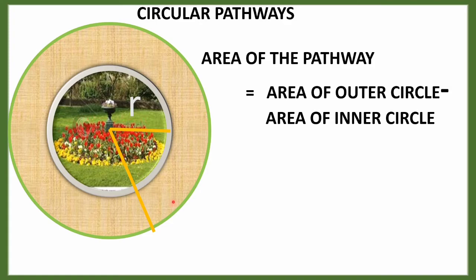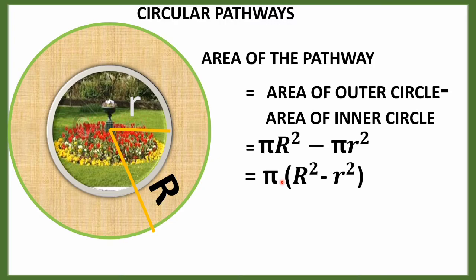How can we calculate the area of this pathway? What is the area of the circle? Pi r square. Outer radius means pi capital R square. Inner radius means pi small r square. Take this pi as common. We get pi (capital R square minus small r square), the formula for finding the area of the pathway. I hope you understand very well.